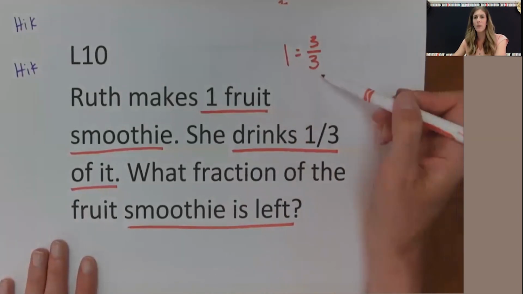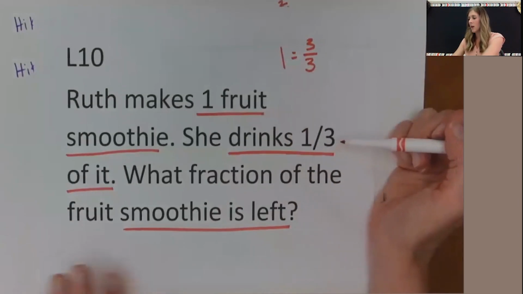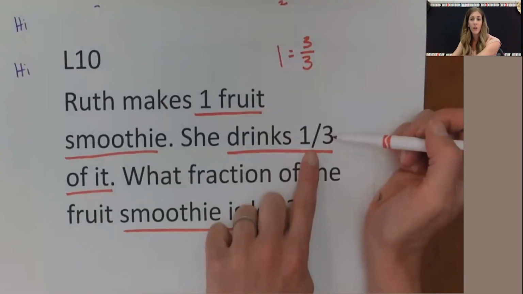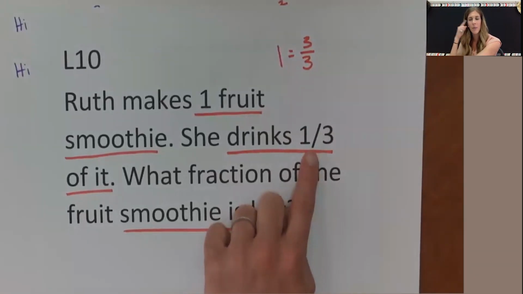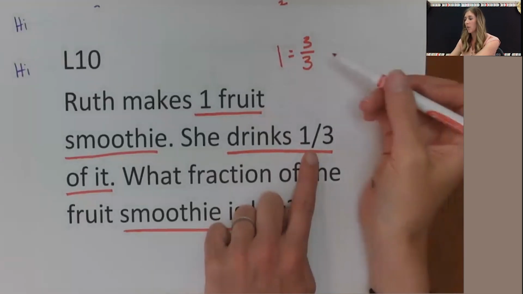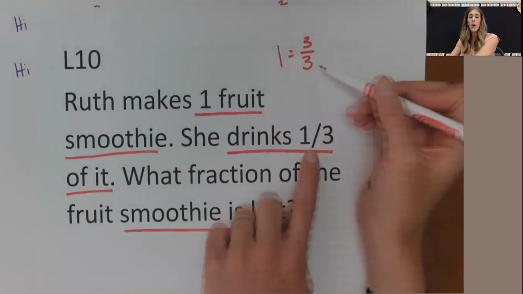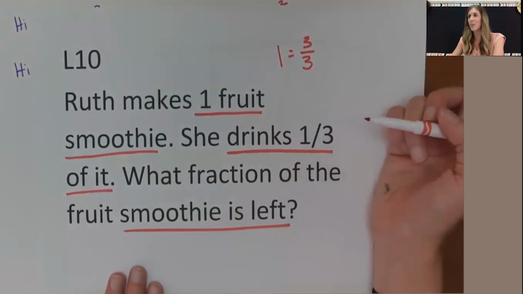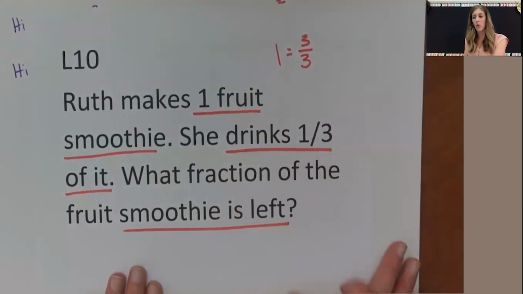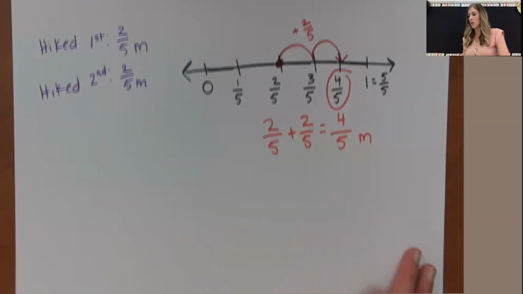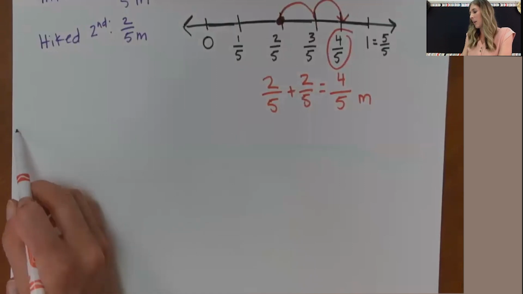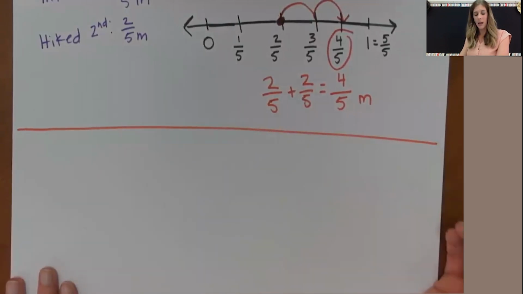Why did we choose to write it as 3/3? Because she drank 1/3 of it. So she was already thinking about her smoothie split up into 3 equal parts. So if we use thirds for our whole, it'll make our math a little bit easier. So we could model this as well. I'm just going to divide my paper in half here. And we know that she made one whole fruit smoothie.